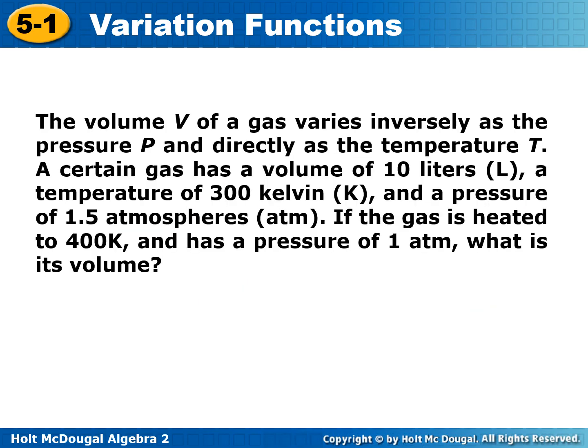So let us have another one. The volume V of a gas varies inversely as the pressure P and directly as the temperature T. A certain gas has a volume of 10 liters, a temperature of 300 Kelvin, and a pressure of 1.5 atmospheres. If the gas is heated to 400 K and has a pressure of 1 atmosphere, what is its volume?